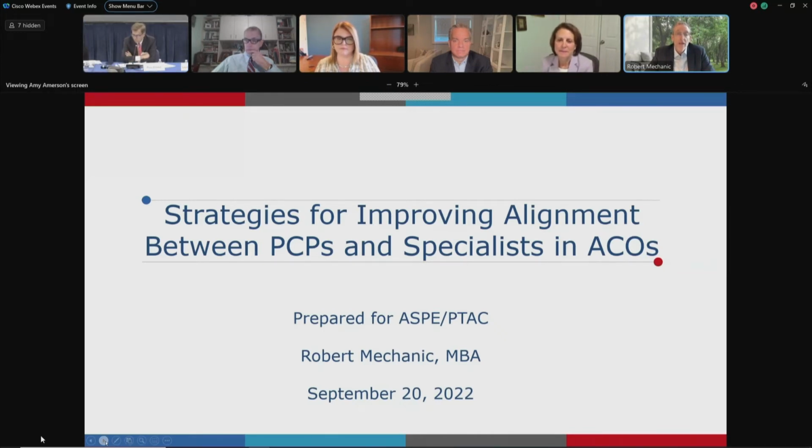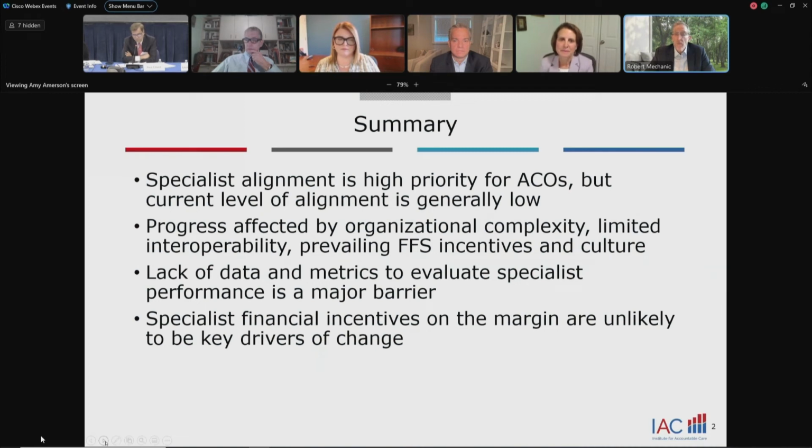Next slide, please. I'm going to start off with a summary and then get into some more details later. But my main observations on this topic, number one, specialist alignment is a high priority today for ACOs. Obviously, Mark showed the data on the proportion of care that is attributed to specialist care. It's the majority. And so this is important to them, but as I talk to ACOs, the current level of alignment or engagement is generally low.